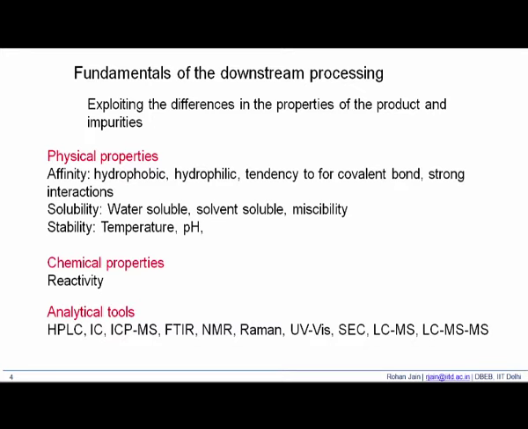How can we identify what kind of properties the molecule has? For that we have a host of tools such as HPLC, that is high performance liquid chromatography. It is not high pressure, it is high performance liquid chromatography. We have IC, ion chromatography. We have ICP-MS, that is typically used to measure metals. It can only measure metals, but at microgram per liter or even nanogram per liter concentrations.